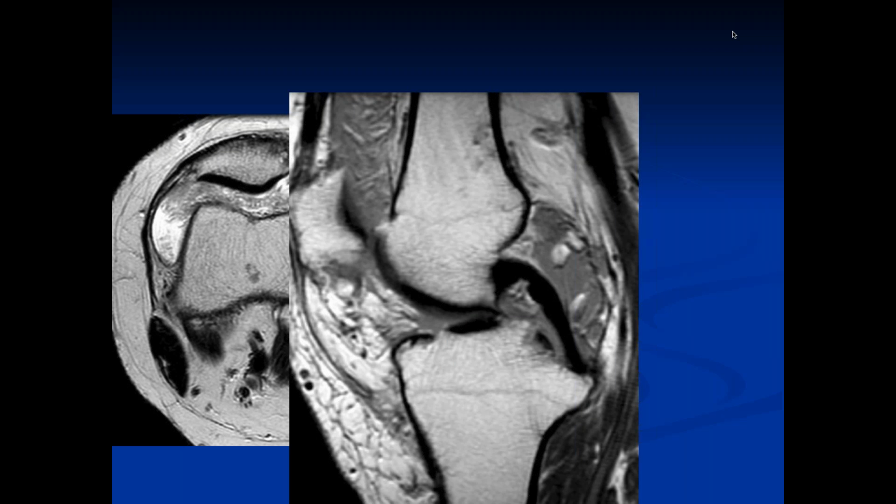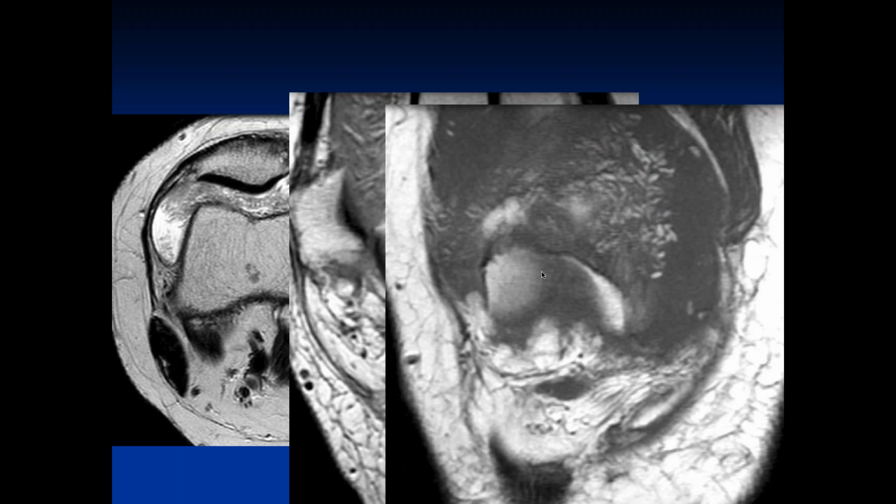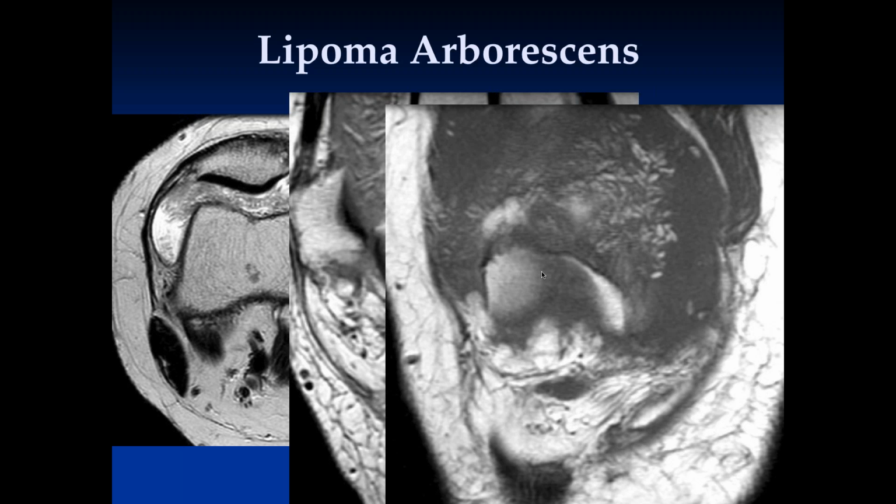So sagittal views, this is a T1. So again, large joint diffusion, and yes, multiple little fatty projections throughout the suprapatellar joint space. Seeing that on the coronals, this is most suspicious of lipoma arborescens. Yeah, so this is a pretty characteristic case of lipoma arborescens.